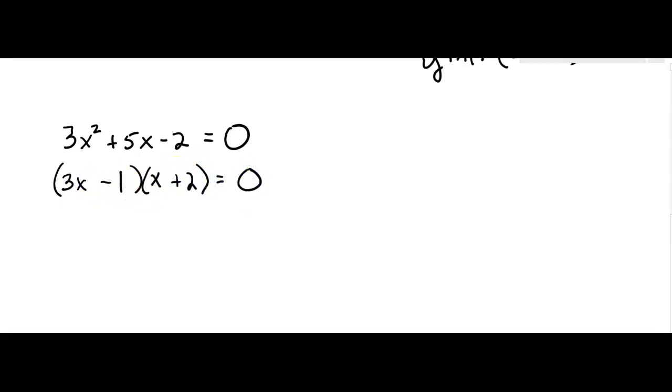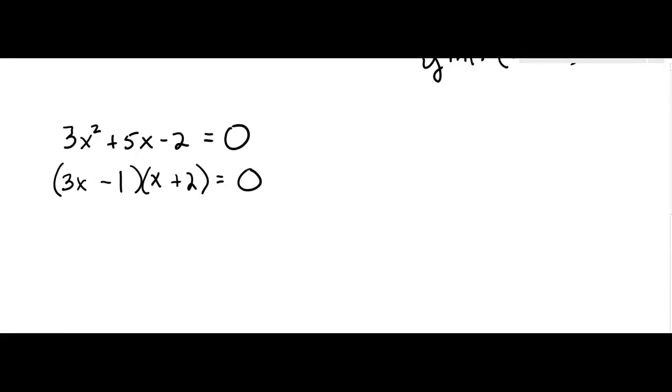And if you can't factor it, you can use the quadratic formula. It's probably going to be a little longer that way. You could complete the square. That's probably going to be a little more complicated in this case than using the quadratic formula. But those are your choices of what you could do.